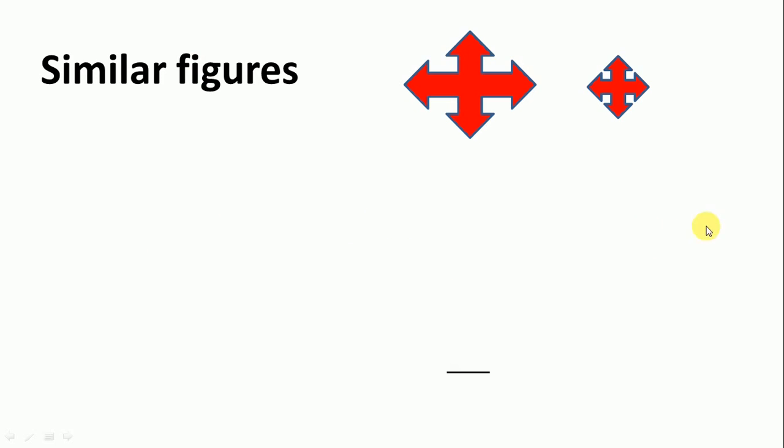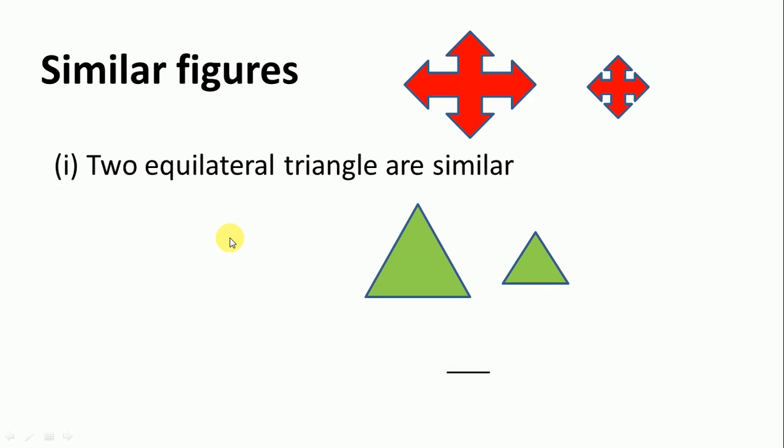For example, we take one more figure. Here two equilateral triangles. First we have to see the shape of the figure. The shape of the figure is same, but the size of the figure is different. So these two figures are also similar figures. So we write our first example: the two equilateral triangles are similar.